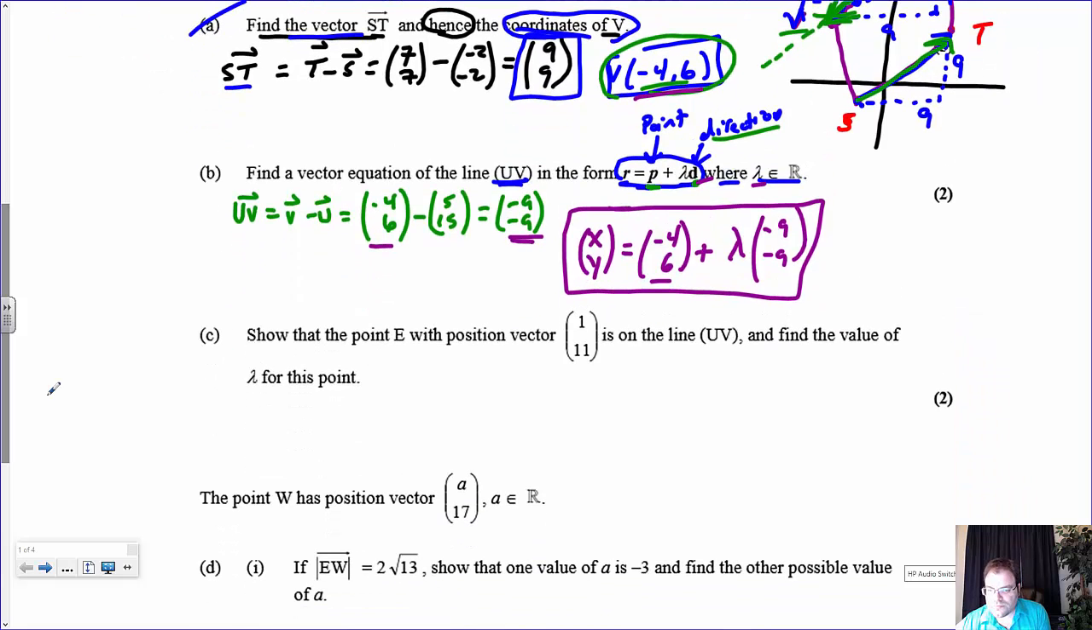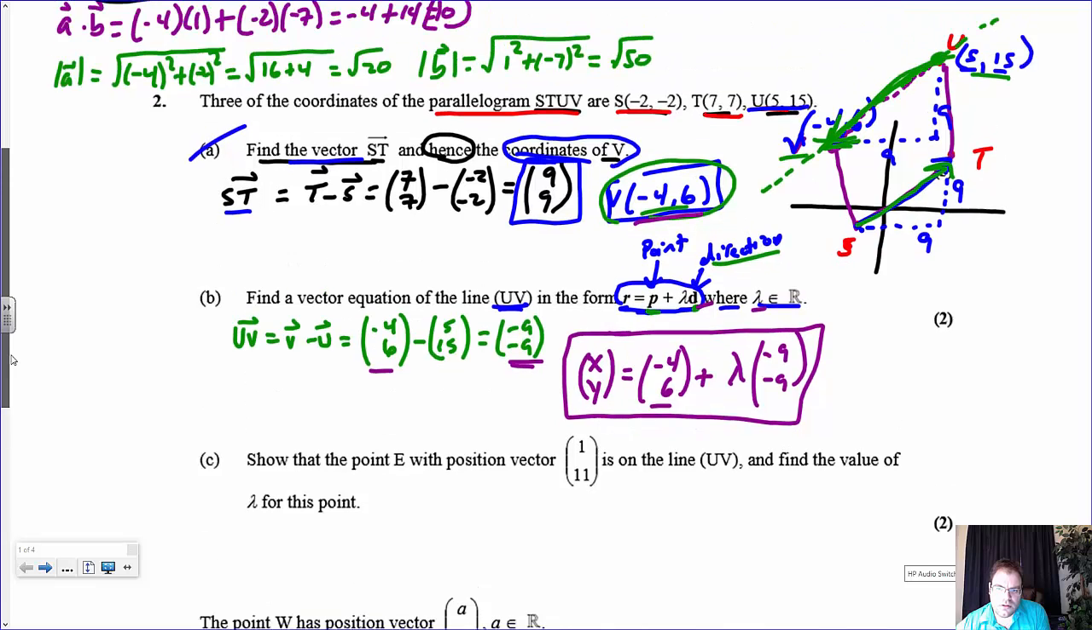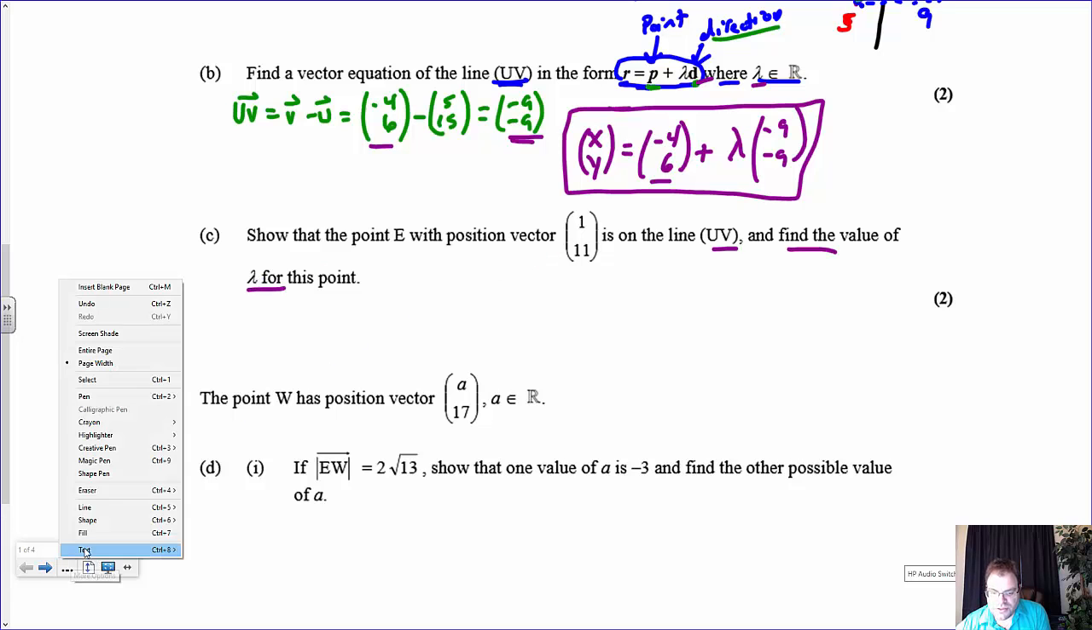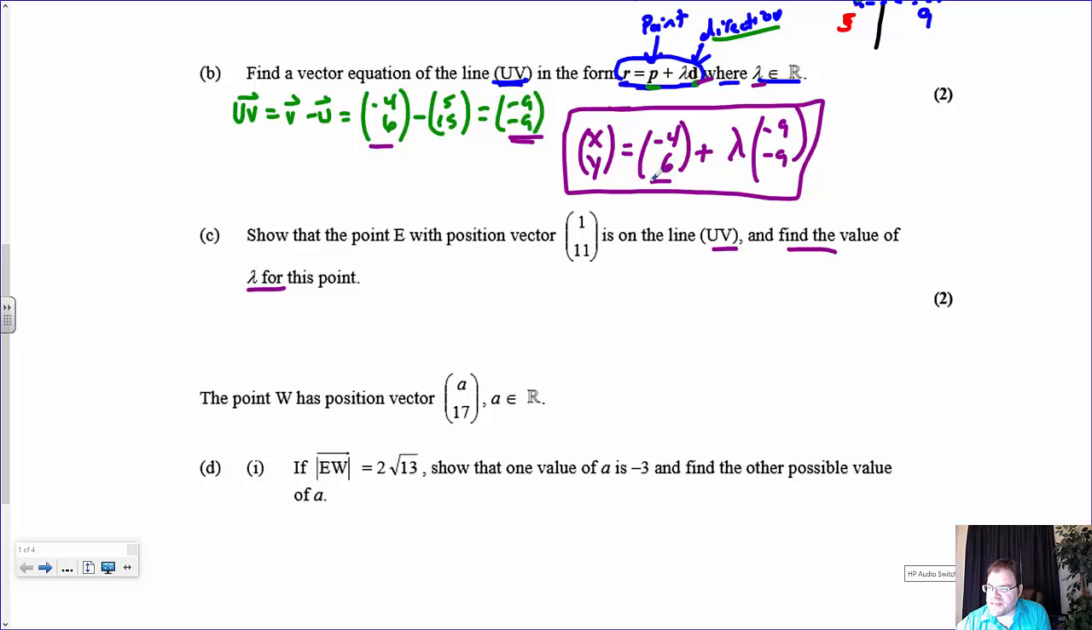All right. Number 1, part C here. Is this number 1? It's number 2, sorry. Number 2, part C. Show that the point E with position vector 1, 11 is on the line UV, and hence find the value lambda for this point. To show that this is on the line, that means that I'm going to have to take this point, add this scalar times this point, and I should be able to get the point that I want, the target point, and the target point is point E.